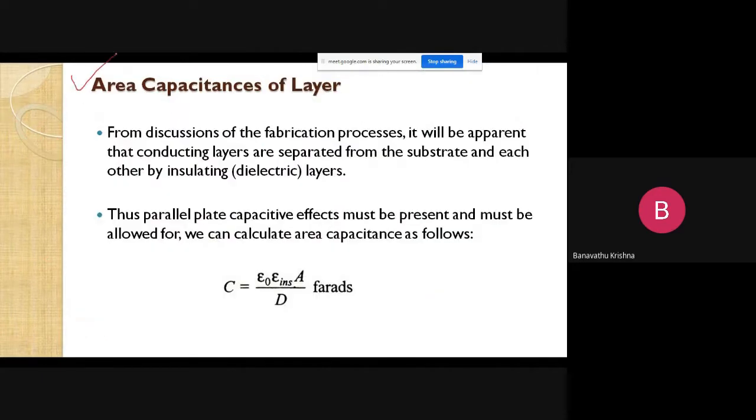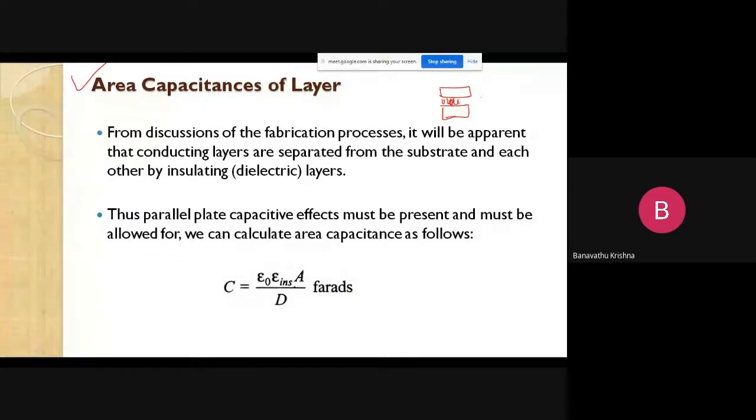Next concept is area capacitances of layers. We discussed in previous classes the fabrication processing techniques. There are many layers, such as this one layer and this another layer, overlapping one another. In between these two layers is the oxide.